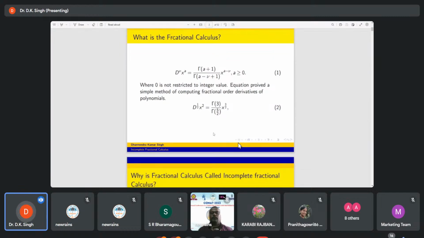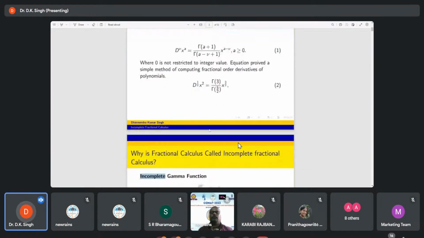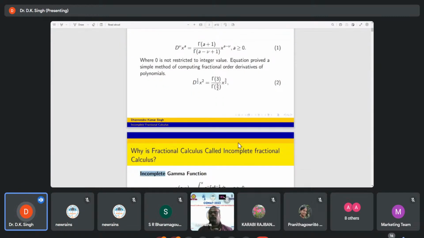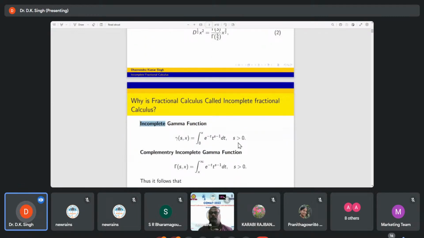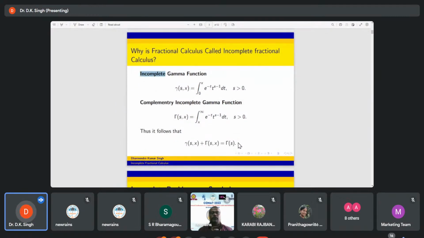So why is it called incomplete fractional calculus? Two functions are responsible for the word incomplete. The first function is the incomplete gamma function, and the other is the complementary incomplete gamma function. We are aware of these two functions. The incomplete gamma function can be represented as small gamma(s, x) equal to the integral from 0 to x of e to the power minus t, t to the power s minus 1, dt, where s is greater than 0. We should concentrate on this limit of integration, 0 to x. And this is the complementary incomplete gamma function.